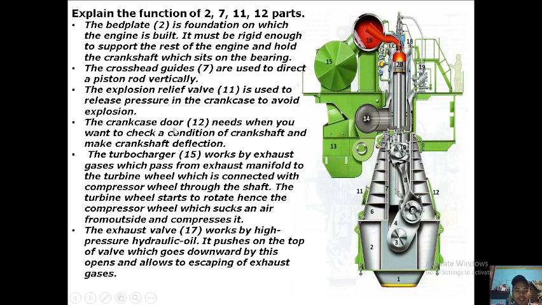Number 12 is the crankcase door, needed when you want to check the condition of the crankshaft and make crankshaft deflection measurements, for visual inspection also, and for maintenance. 15 is the turbocharger. It works by exhaust gases which pass from the exhaust manifold to the turbine wheel, which is connected with the compressor wheel through the shaft. So the turbine wheel starts to rotate, hence the compressor wheel sucks in air from outside and compresses it.